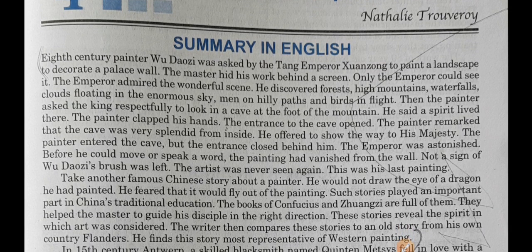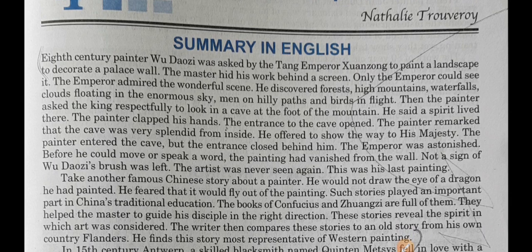The painter did his work, and after finishing, he hid his work behind a screen, and only the emperor could see it. Now, the emperor admired the wonderful scene when he saw the painting, because he discovered forests, high mountains, waterfalls, clouds floating in the enormous sky, men on hilly paths, and birds in flight. So it was a nature painting. The painter has painted nature.